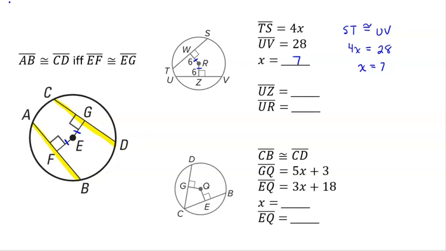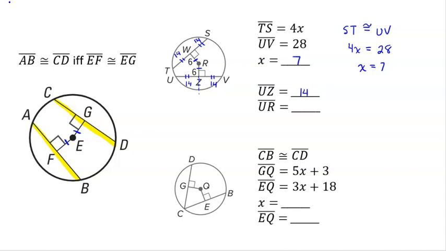And then don't forget, if this is perpendicular to that chord, we have a radius that is perpendicular to the chord, so we've kind of already been looking at something that looks like this. That means that these pieces are also going to be congruent based on what we already know. And so if we know that UV is 28, that means this piece is 14 and this piece is 14. This piece is 14 and this piece is 14. So UZ is going to be 14.